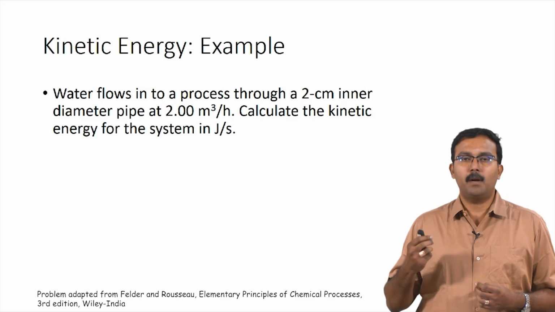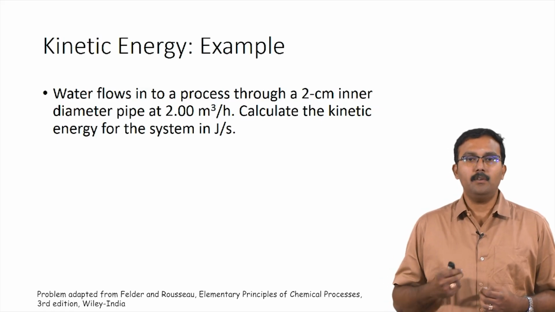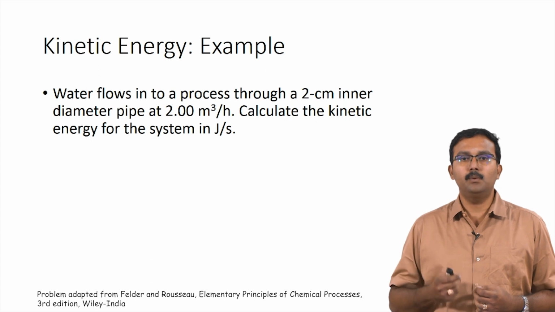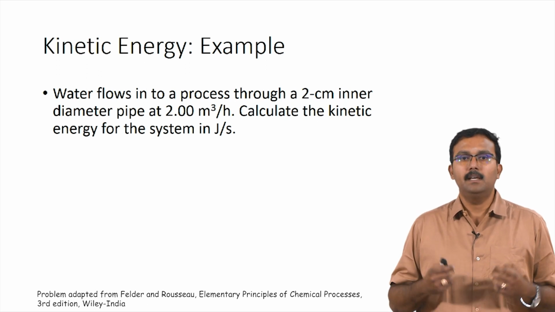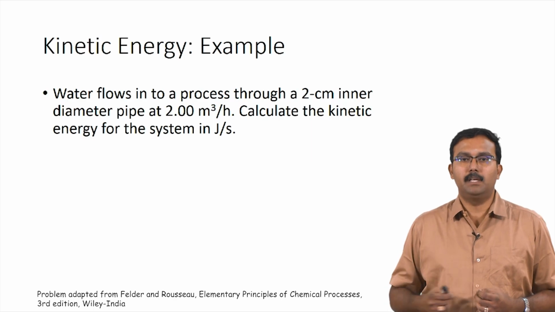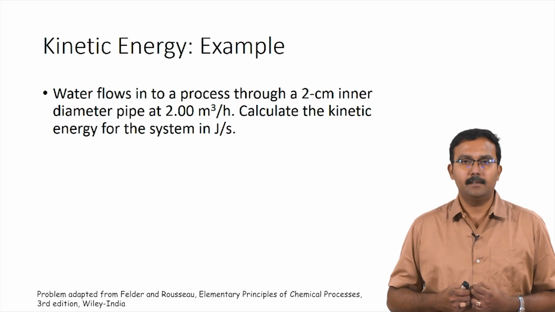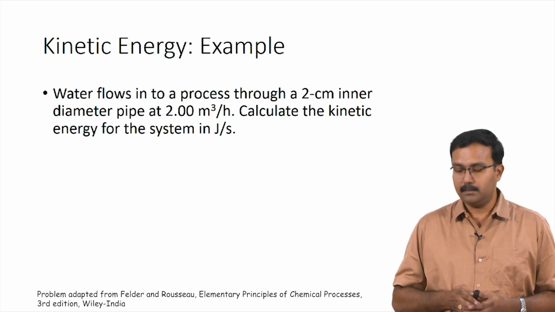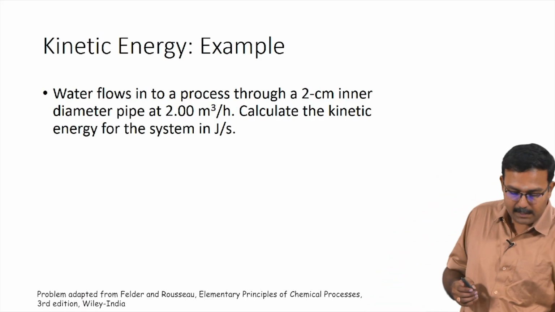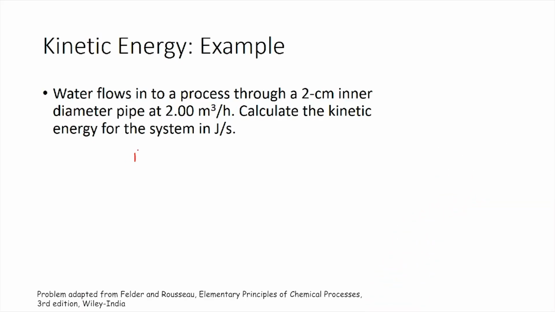Here is the example problem for kinetic energy. Water flows into a process through a 2 centimeter inner diameter pipe at 2 meter cube per hour. Calculate the kinetic energy of the system in joules per second. So, let us perform these calculations. We know that kinetic energy is calculated as Ek equals half mv squared. We have to find what the value for m is and what the value for v is, so that we can calculate the kinetic energy.